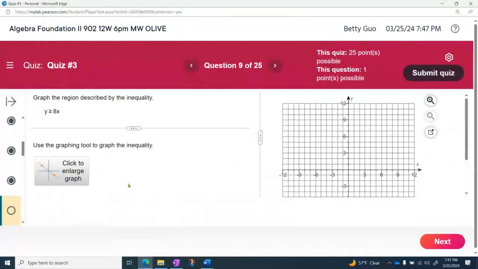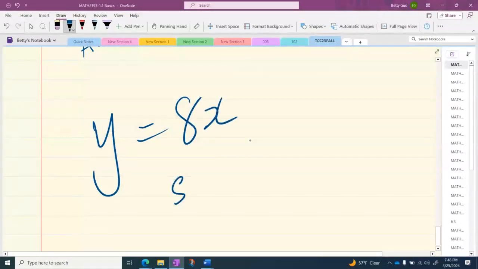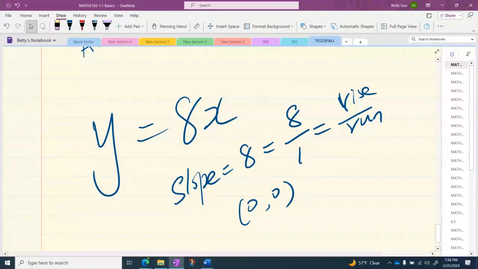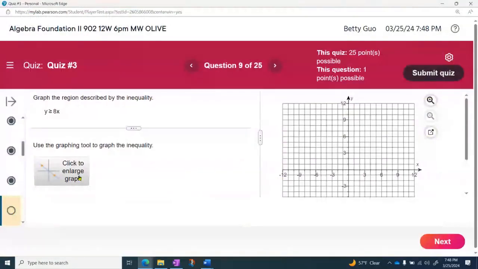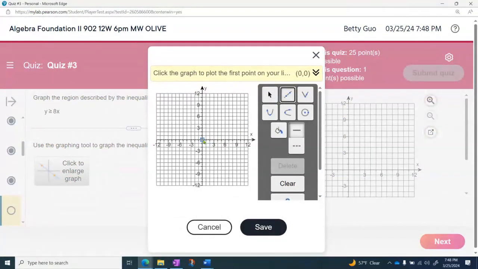Graph the region described by the inequality. All right, so what's the boundary line? The boundary line is going to be y equals 8x. Write that on your scratch paper. The slope is going to be 8. 8 is 8/1, rise over run. And the y-intercept is going to be 0, 0, because when x is 0, y is 0, right? So let me graph the line. It's going to pass through the origin.